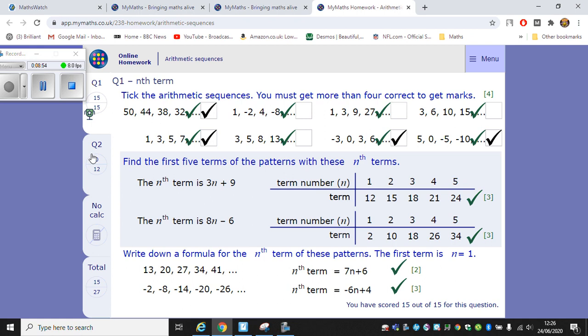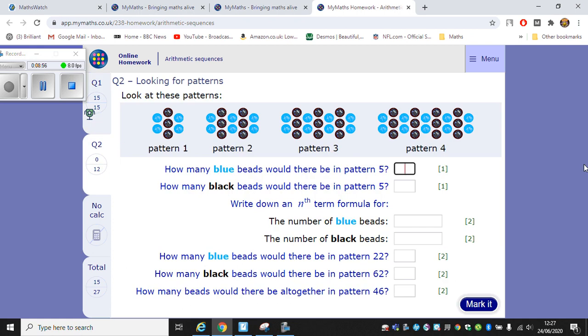and thankfully we've done really well on this one. 15 out of 15, good stuff. Let's have a look at question 2. Looking for patterns. So we have some blue beads and black beads. Hopefully we can see a pattern in each of these sets of beads.